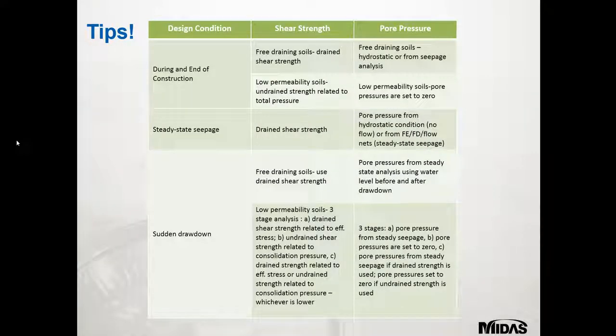So just some tips. The main problem in slope stability analysis is how to choose appropriate shear strength parameters and to account for the pore pressures. This table highlights common design situations and how to choose these parameters accordingly. During and at end of construction, drained conditions and drained strength are used for free draining soils, and for low permeable soils undrained strength is used and total stress analysis is performed. Pore pressures could be hydrostatic or derived from steady state analysis for free draining soils, whereas for impermeable soils they are neglected or taken as zero.